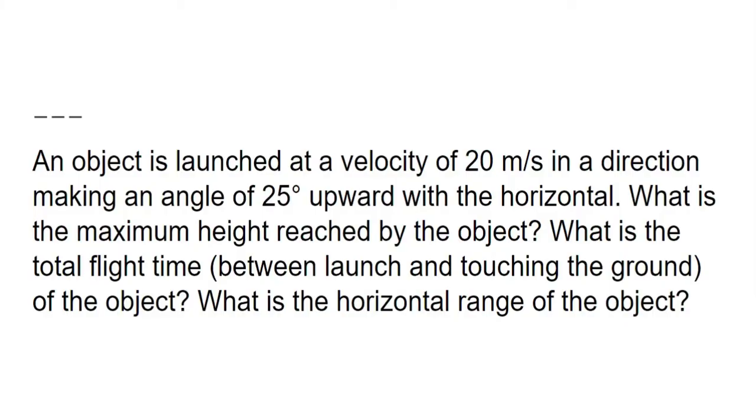Sample problem: an object is launched at a velocity of 20 meters per second in a direction making an angle of 25 degrees upward with the horizontal. Question: what is the maximum height reached by the object? What is the total flight time of the object? What is the horizontal range of the object?